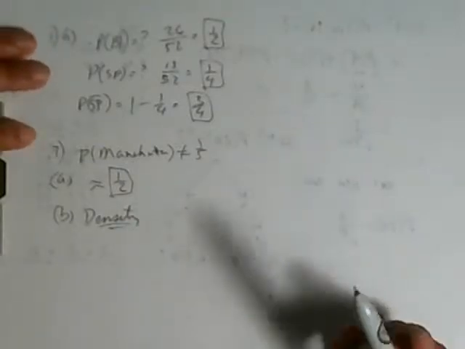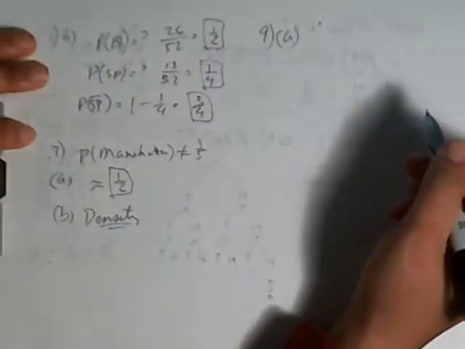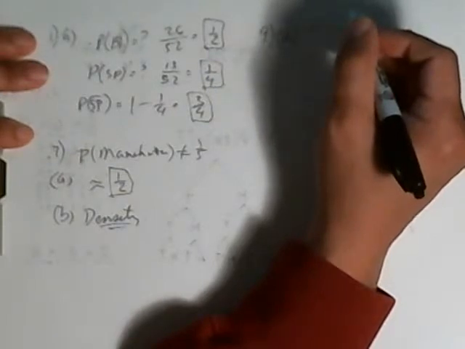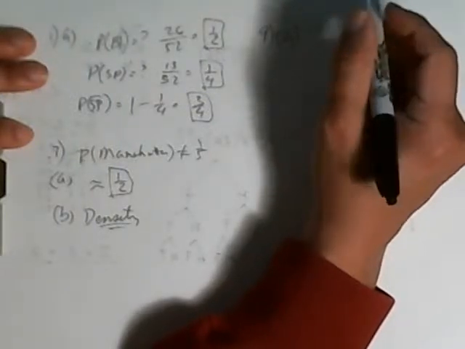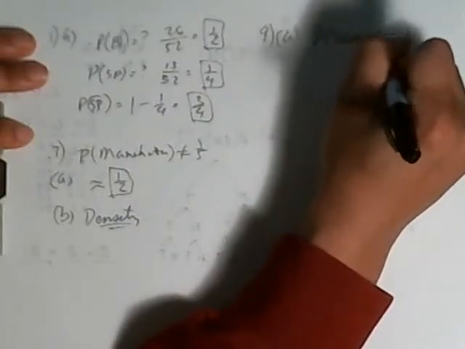Let's do number 9. That's a cute little question. 9A. It says, use the table in 601 to give the 36 equally likely outcomes when the 2 dice are rolled. Find the probability of a sum equal to 6.